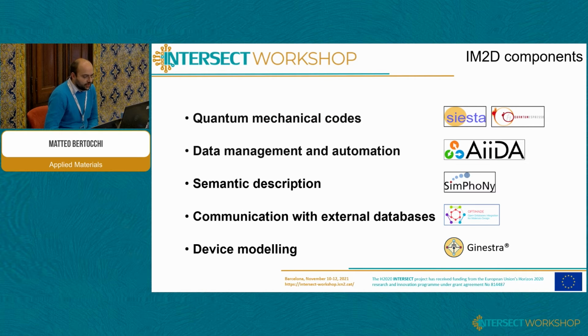These are the key components of IM2D. So we have quantum mechanical codes that are Siesta and Quantum Espresso. We use the AIDA platform for data management and the automation of workflow. We use Symfony for the semantic description and ontology. And then we also use the Optimade API to allow us to communicate with external databases, not only our local database of AIDA, so that we can have access to a large data set and list of materials.